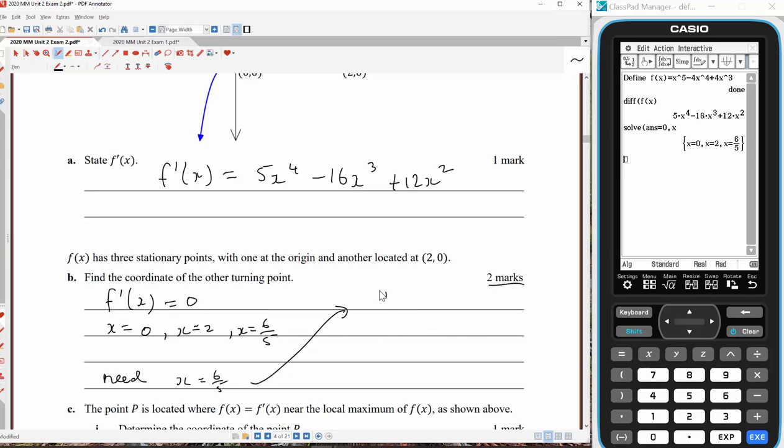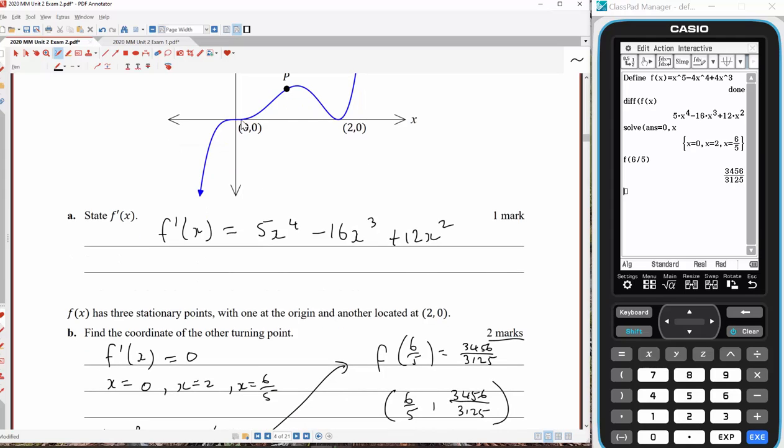So we need x equals 6 on 5, so we'll do f of 6 on 5 to find the y value. 3, 4, 5, 6. So it didn't take long for the numbers to get ugly, but that's all right. Got a calculator. So there's the coordinate of the other stationary point. 6 on 5 is the x value, and the y value is that one there.